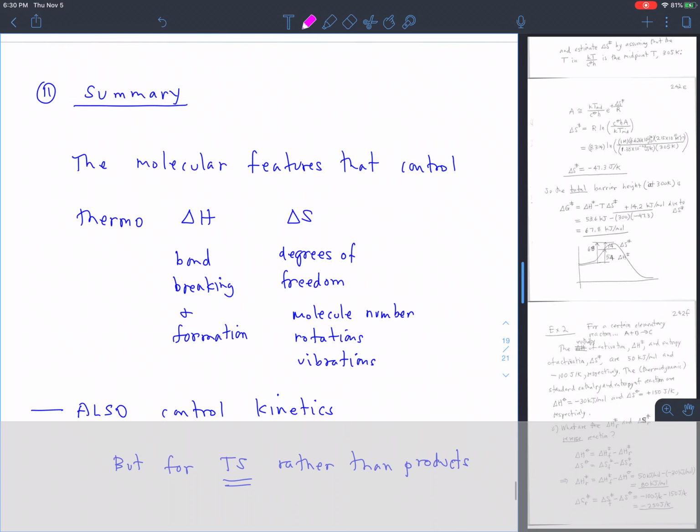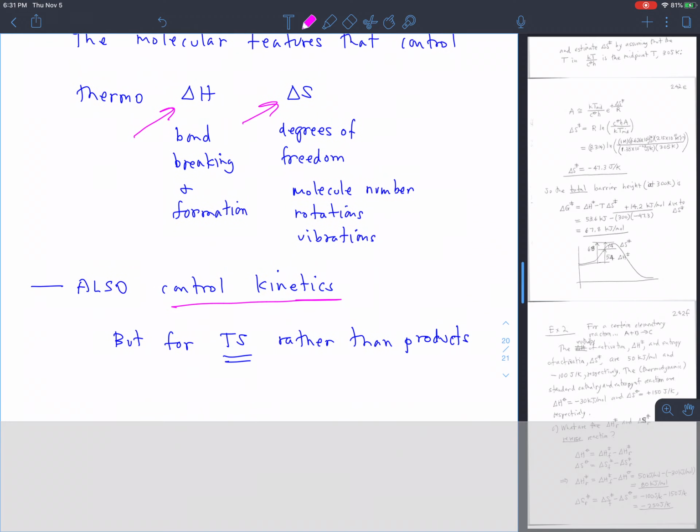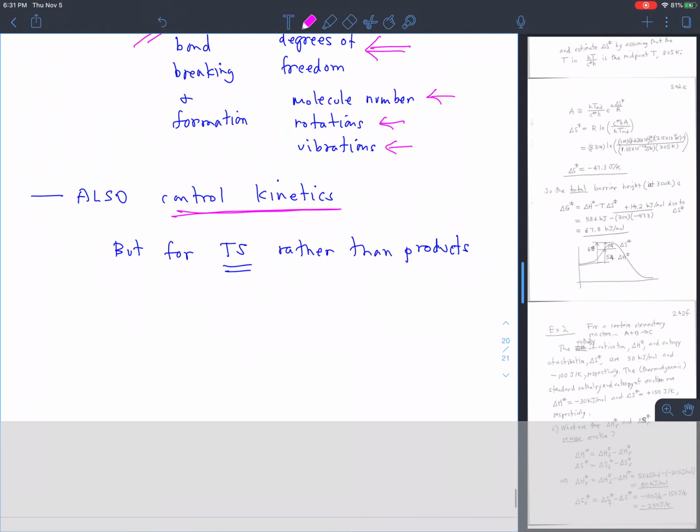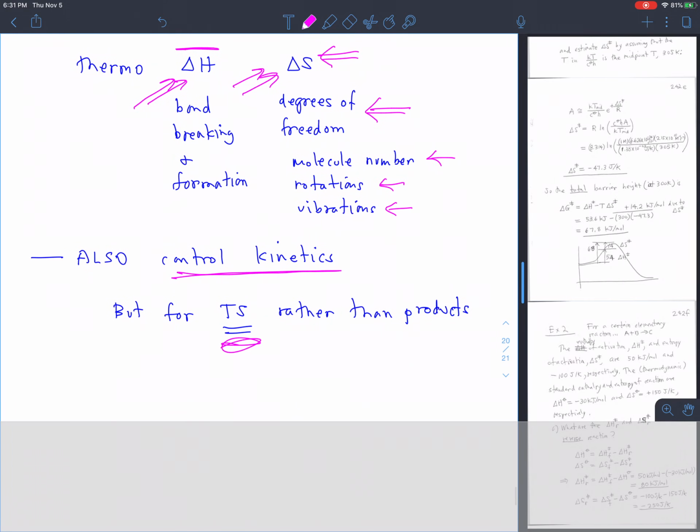And so, in summary, the molecular features that control the thermodynamics of molecules also control the kinetics. If we understand the kinds of things that make for a big positive delta H or a big negative delta H, bond energy changes mainly for molecules, and if we understand the kinds of things that give rise to either a positive or a negative delta S, changes in the ranges of the degrees of freedom, molecule numbers, which means translational degrees of freedom, right? Rotations and vibrations.